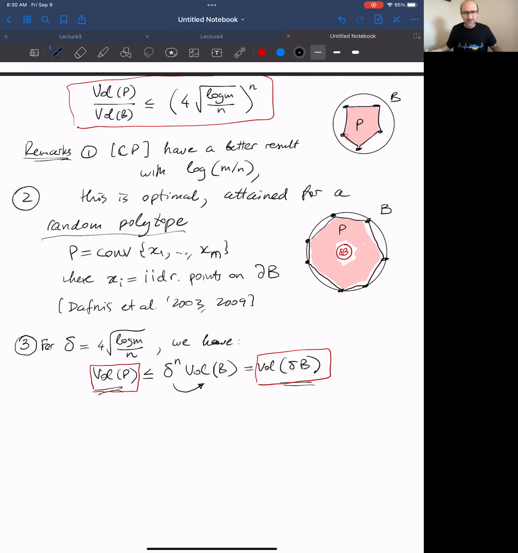Well, this picture is totally contradicting it, right? We're saying that the volume of this polytope is approximately the same as the volume of an extremely tiny ball, delta B. And you look at this picture, it can't be true. This was a very big surprise in the beginning of the 80s, when people started to look at this and said that doesn't make any sense.